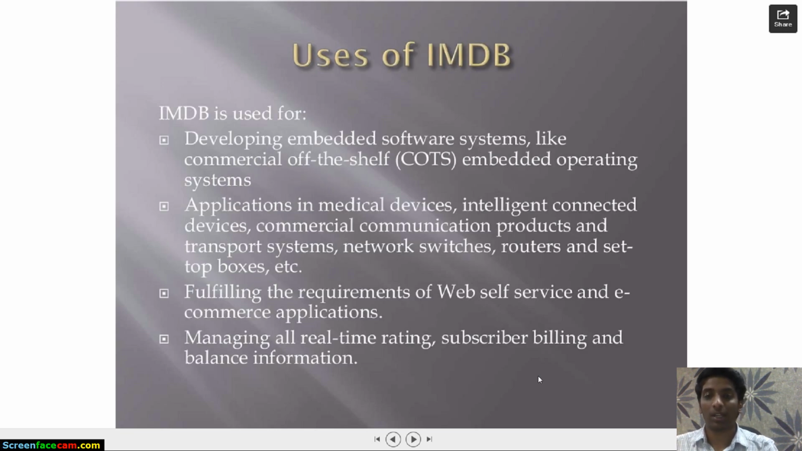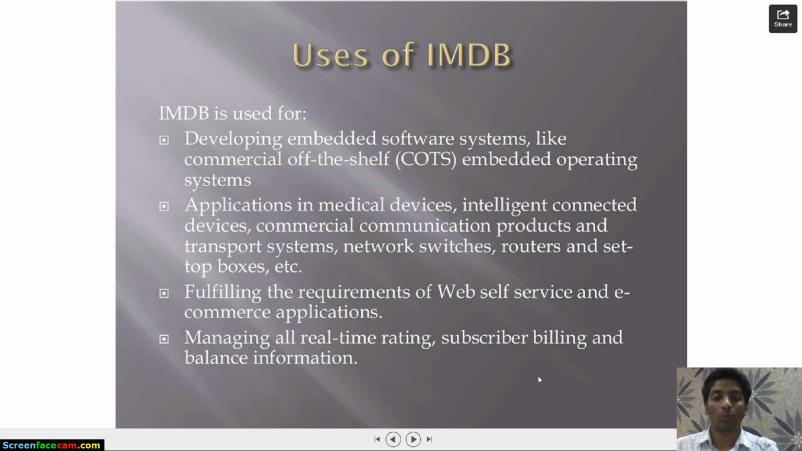IMDB is used for developing embedded software systems like commercially off-the-shelf embedded operating systems, applications in medical devices, intelligent connected devices, commercial communication products where there is real-time data again, and transport systems, network switches, routers and set-top boxes. Routers again have an enormous amount of data, so all that needs to be stored and analyzed, and results have to be brought out.